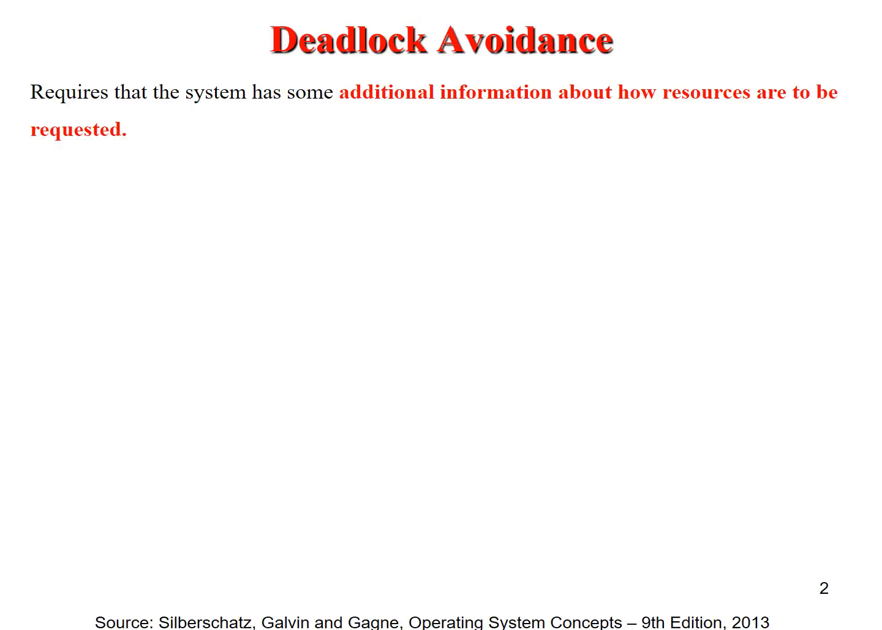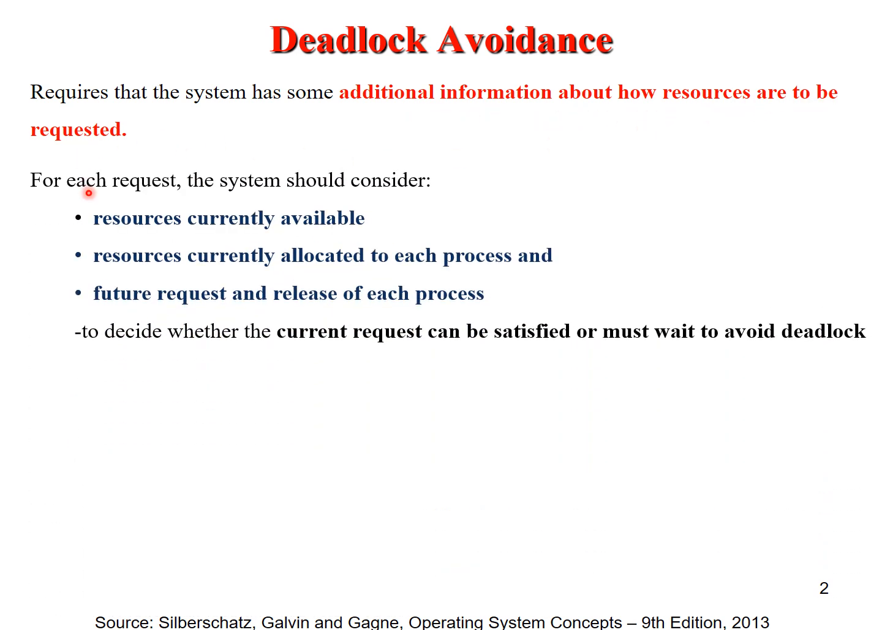Hello everyone. In this video, we are going to learn about deadlock avoidance. Deadlock avoidance requires that the system has some additional information about how resources are to be requested. For each request, the system should consider the resources which are currently available, the resources which are currently allocated to each process, and future requests and releases of each process. So we need to decide whether the current request can be satisfied or it must wait to avoid the deadlock.